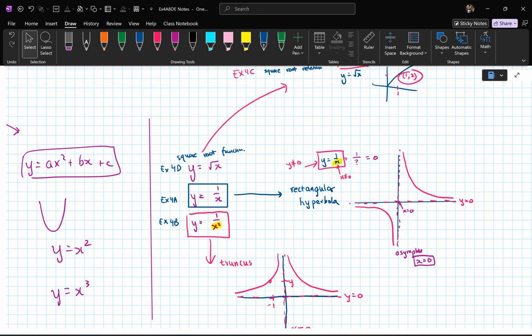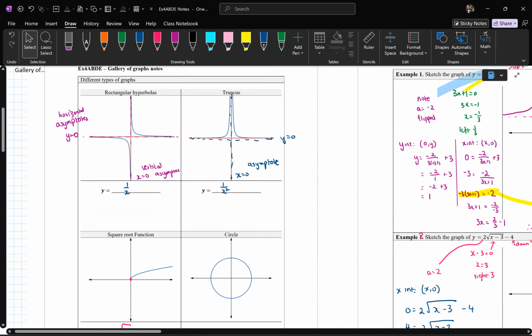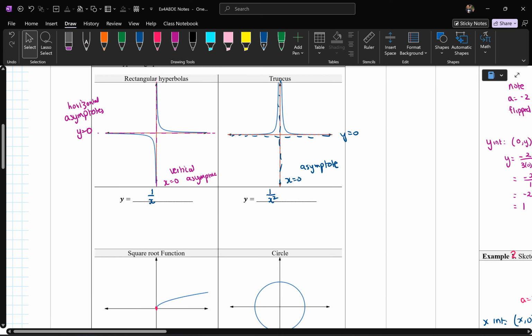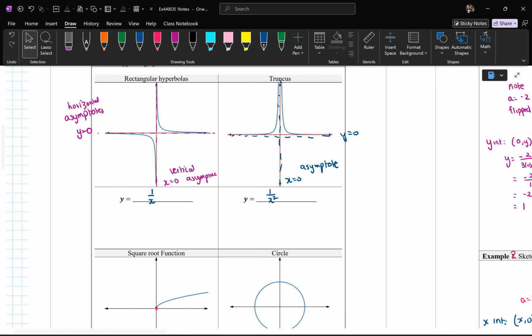Now, there is one graph I haven't shown you. In your notes, notice that I've only covered the first 3. Rectangular hyperbola, truncus, square root function, circle. Now, circle can get tricky just because a lot of students are afraid of square root signs.